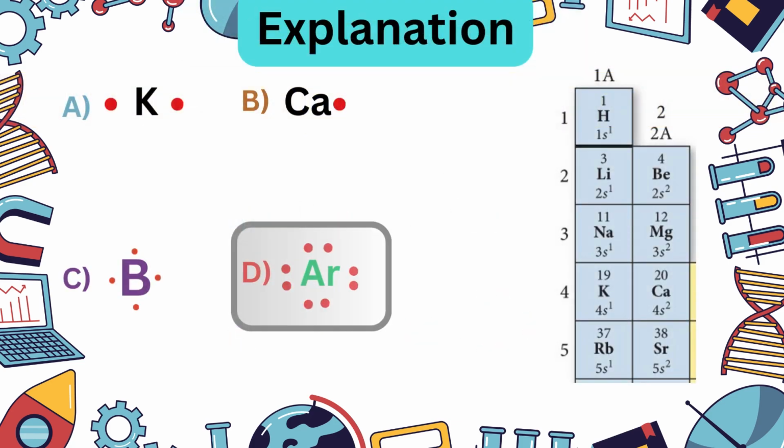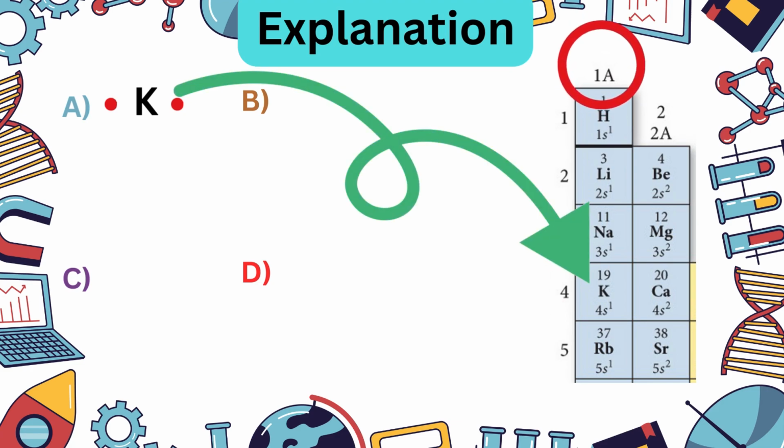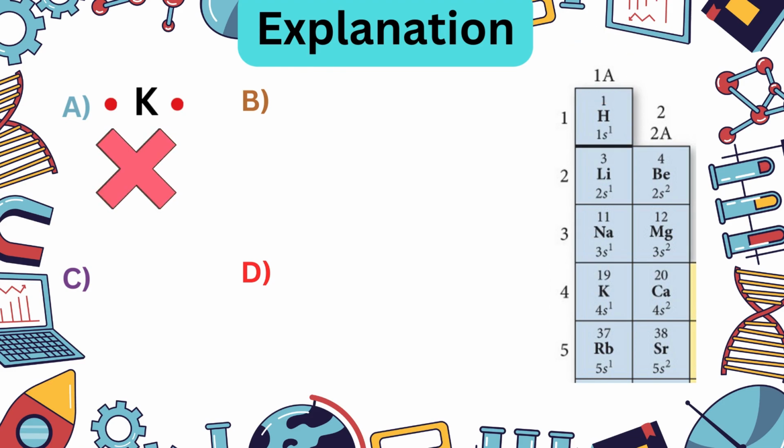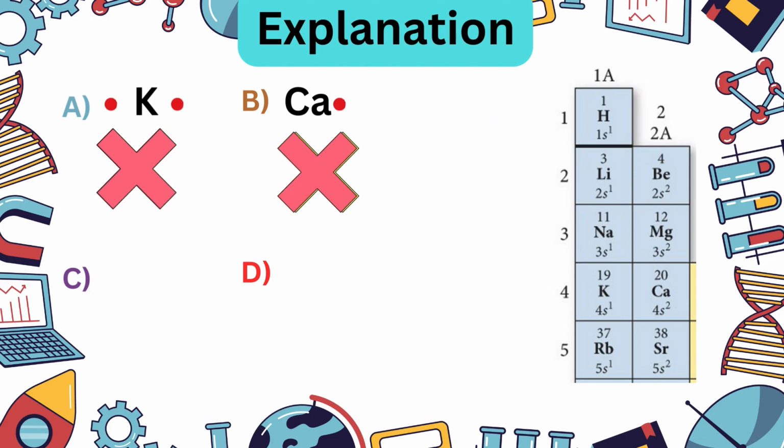Let us understand how. If you see the options, option A is potassium with 2 dots, means 2 valence electrons, but if you see the periodic table, potassium belongs to group 1, so it should have 1 valence electron, so this option is wrong. If you see option B, it is calcium with 1 dot, means only 1 valence electron, but if you see the periodic table, calcium belongs to group 2, so it should have 2 valence electrons, making this option wrong.